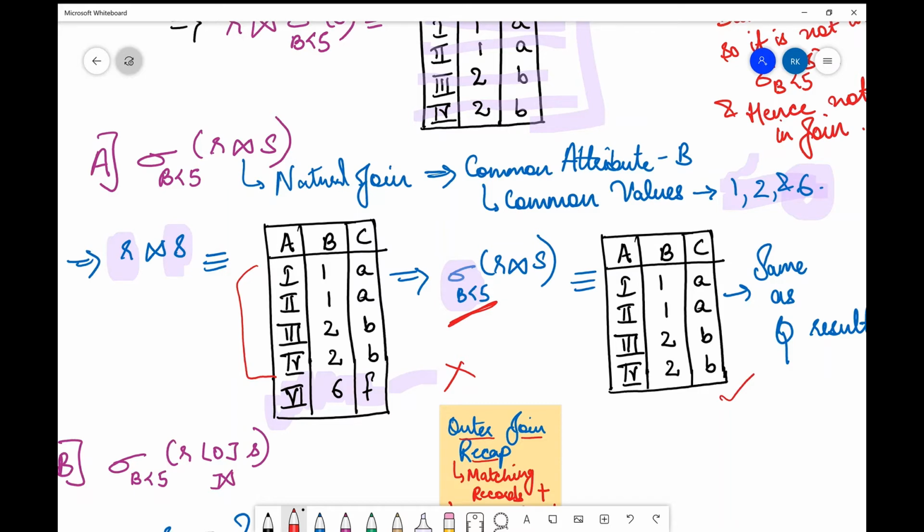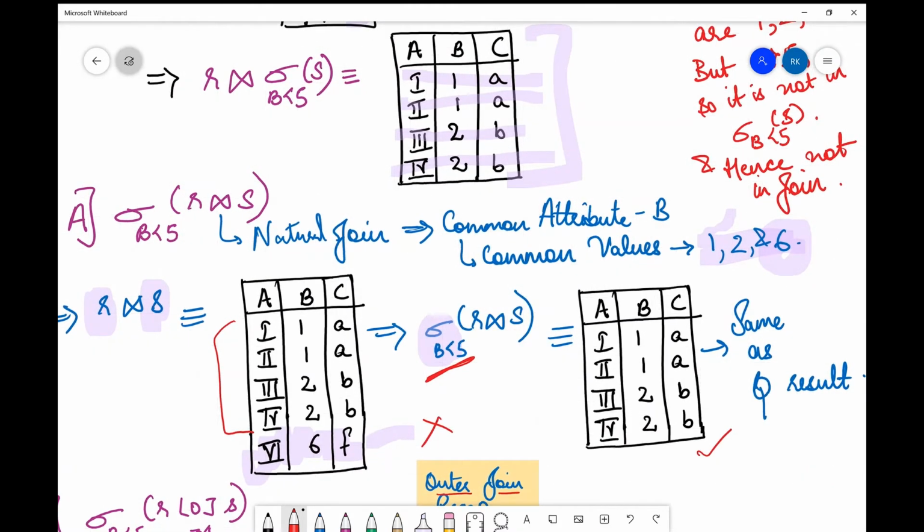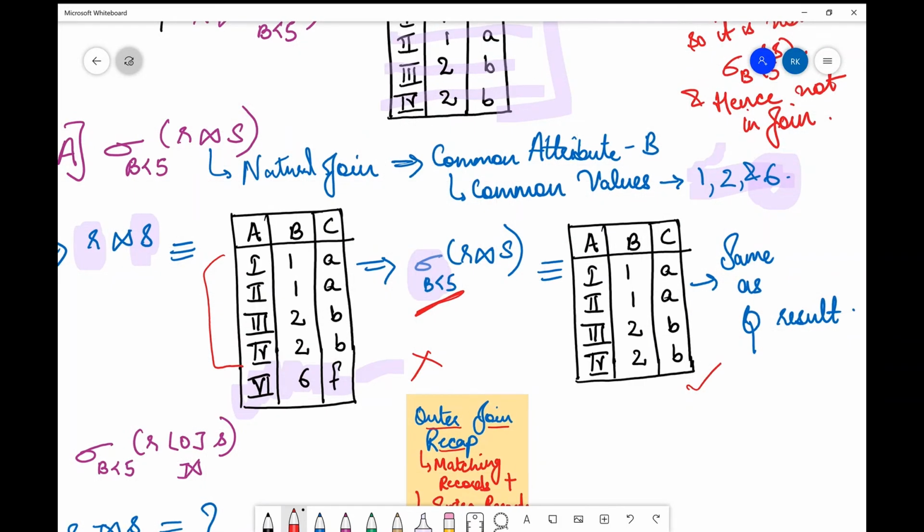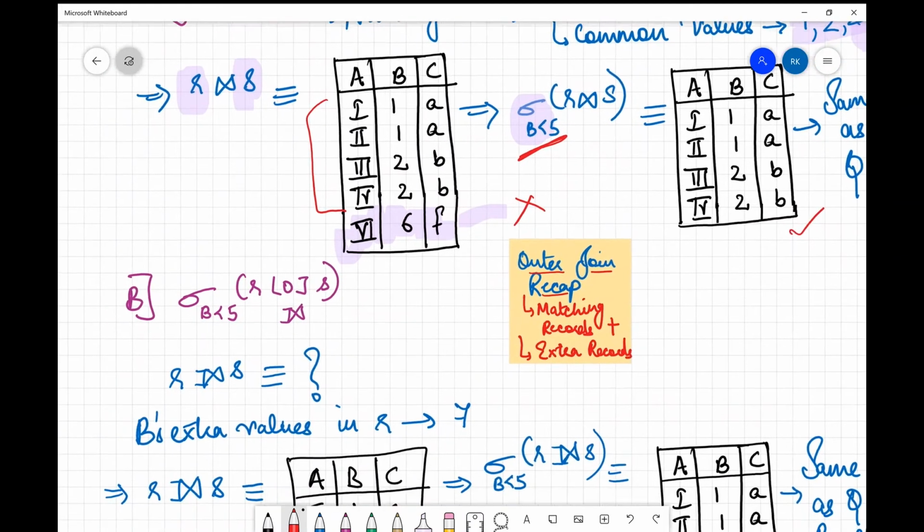Now just match this with what we had got earlier. So this matches exactly the same. So therefore I have written same as Q's result, right? So this is not the answer because they wanted an option where the result is different. Now let's move to the next option then.